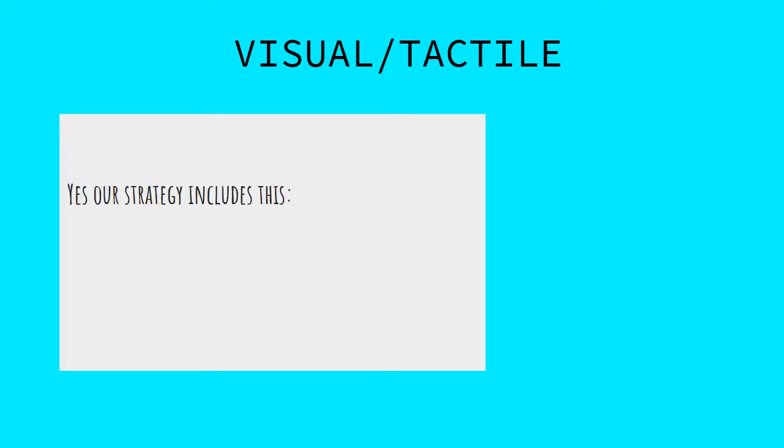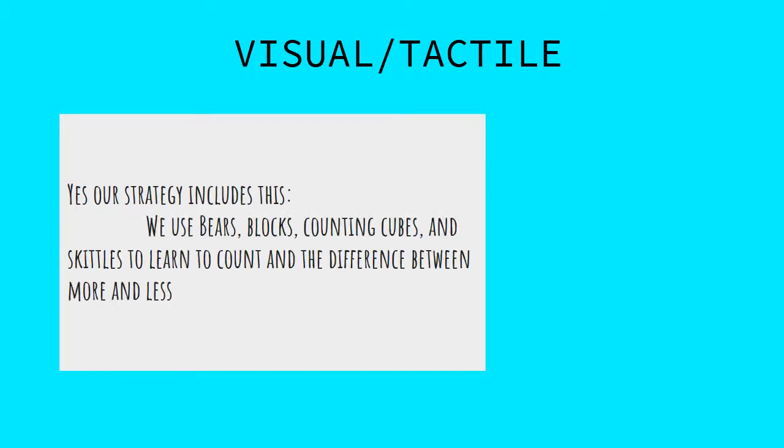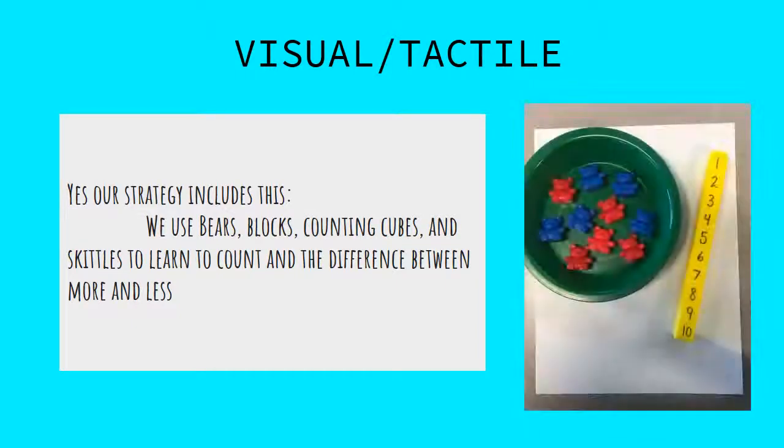So the first element is the visual tactile. For this, the first question is does our strategy include this element? Yes, we have this element included. We currently use blocks, bears, counting cubes, and then when we are trying to talk about the difference between more and less, we also use Skittles.